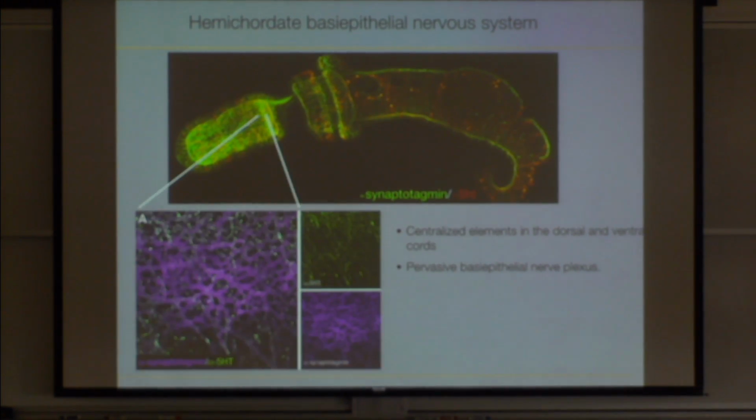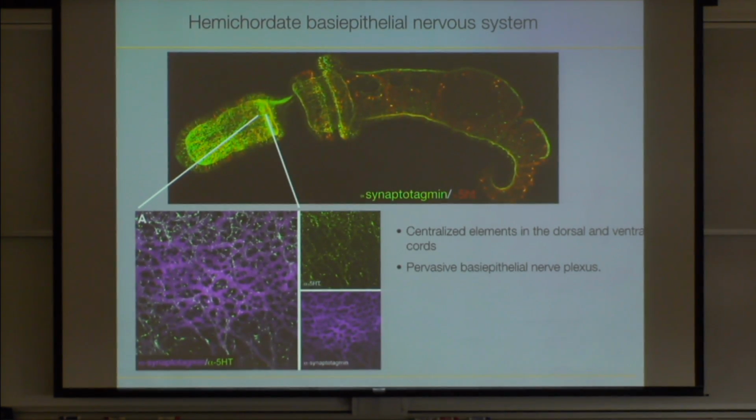So it has both these centralized elements in the cords, but it also has this really pervasive nerve net, which is quite different to what we see in invertebrates. So its nervous system is organized in a way that's a striking contrast to what we normally look at in terms of model species. It doesn't have the level of centralization that we're used to seeing in Drosophila or in the chordate.